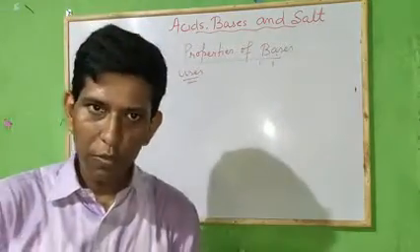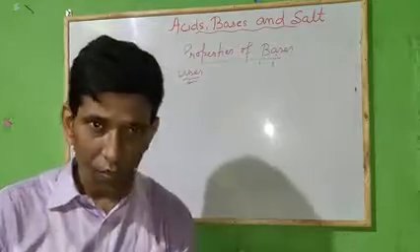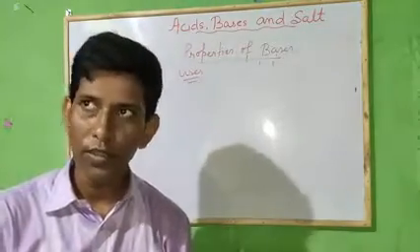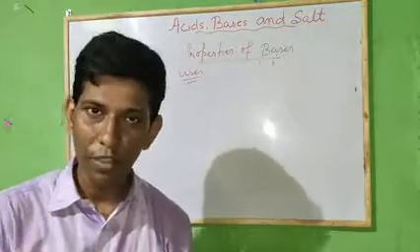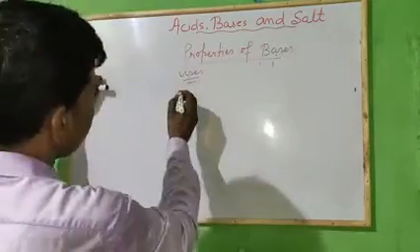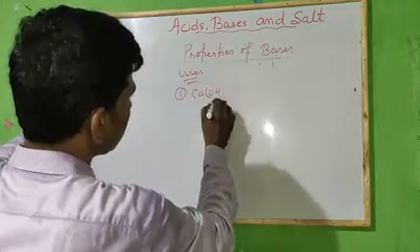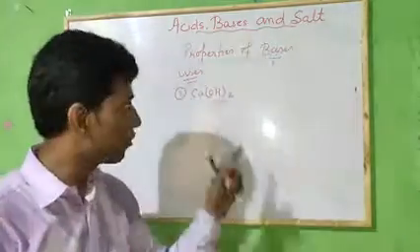Now let me explain the basic uses. Dear children, especially in some festival, if we have to whitewash our wall, we need some base. What is the name of that base? This is our calcium hydroxide. This base we use to whitewash our wall. So it is one of the applications.